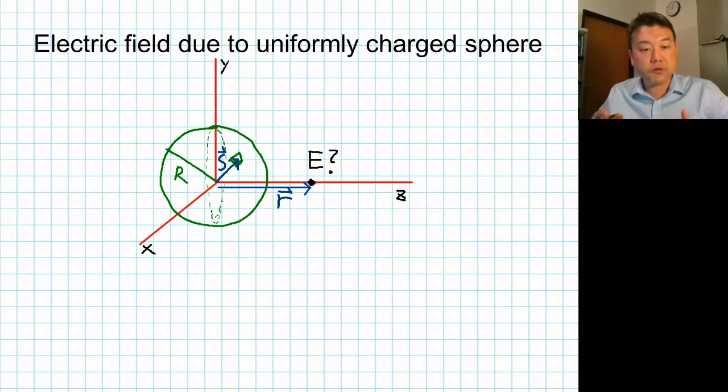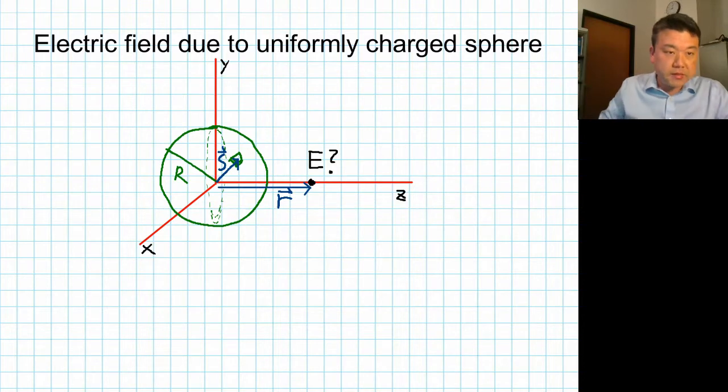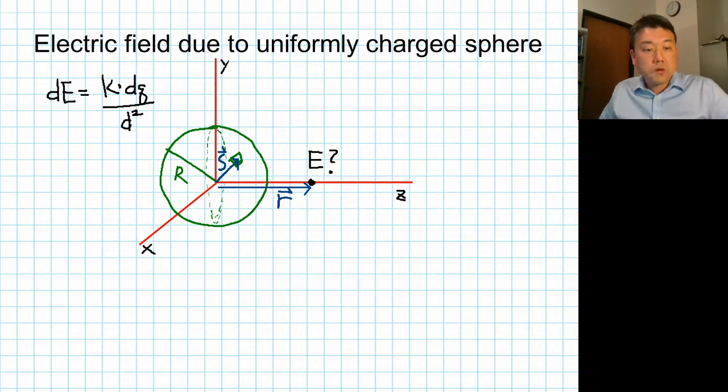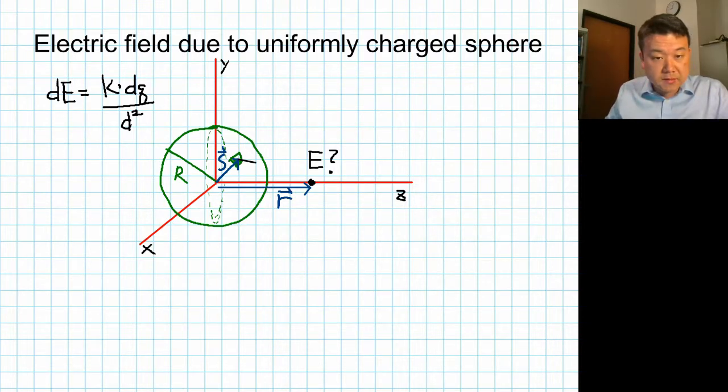Once again, the problem is that I have all these different points contributing to the electric field at this point here. So I need to use Coulomb's law with these infinitesimal portions of the uniformly charged sphere. Let me write it down on the side as a reminder. The small contribution to the electric field is equal to k times the small amount of charge in that part that's contributing, divided by distance squared. Here, the distance is best represented by a vector going from the tip of s to the tip of r. This is the distance vector. Let me call that the d vector.